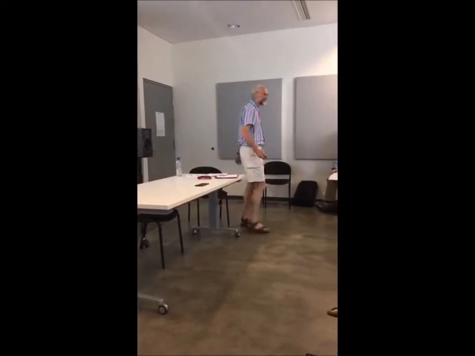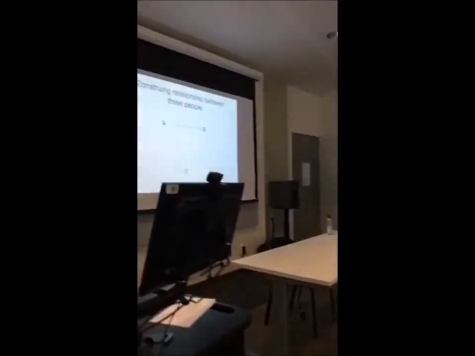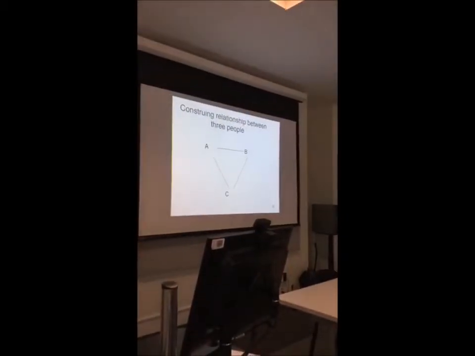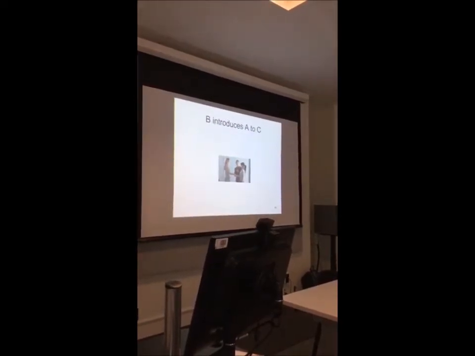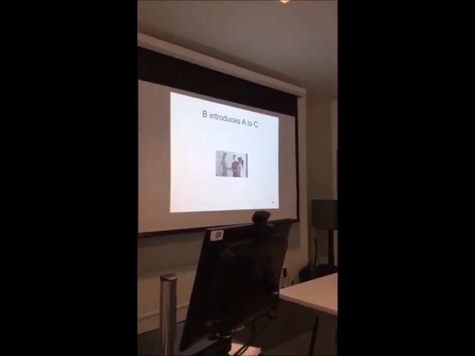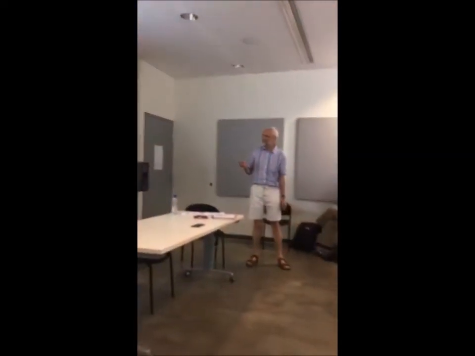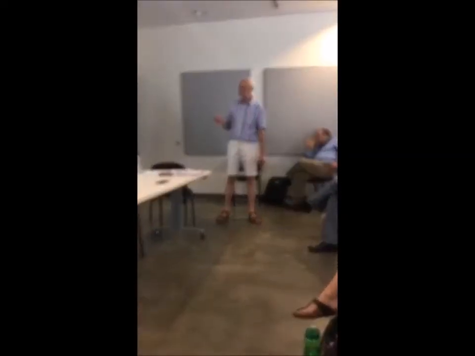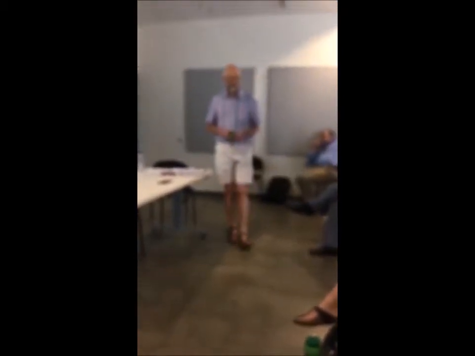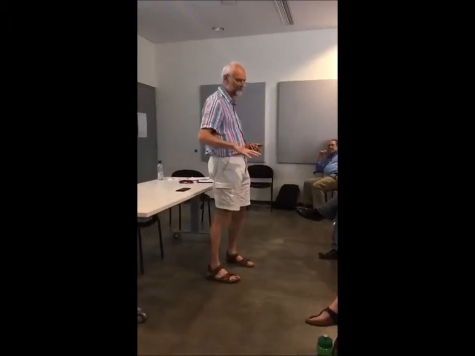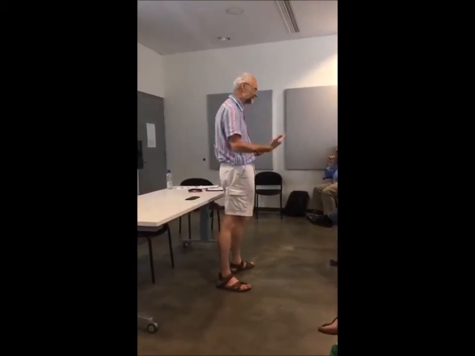So let's just think about the triadic level a bit. There's three people. An example of triadic construction is nicely given by the scenario of A introducing B to C. Because people have argued that you could reduce that to dyadic. Do you need this triadic level?